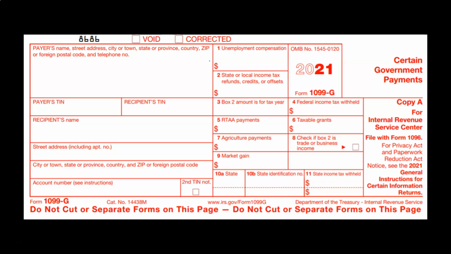So on the 1099-G, we have the unemployment compensation. That's not what we're concentrating on here, but you have that on the 1099-G.